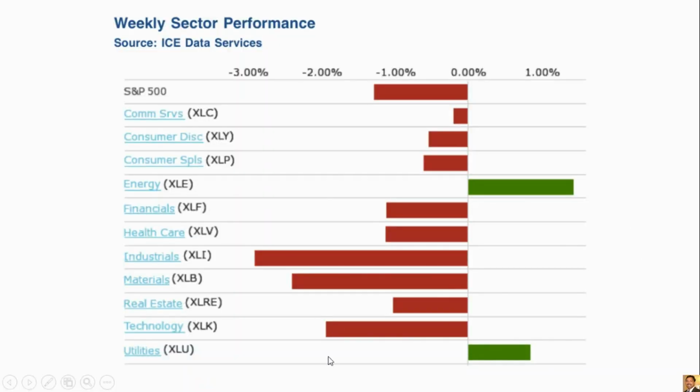And this is the weekly performance of various sectors in the S&P. You can clearly see XLE and XLU are the leaders. The remaining all went down, especially industrials. XLI got knocked down a lot, and also technology.